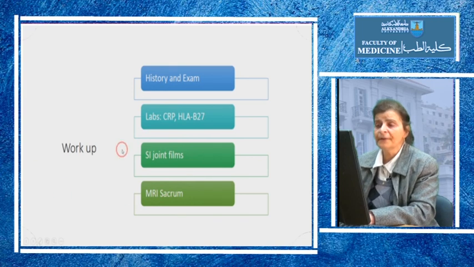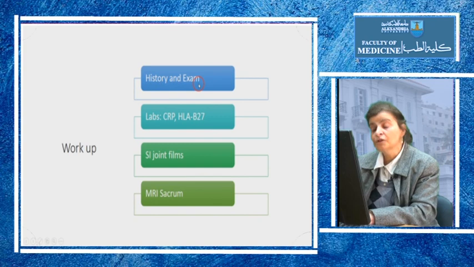How do we work up our patients? As I said, history is of the utmost importance. Doing a very good examination, labs, CRP and HLA-B27, looking at the sacroiliac joint films, and of course doing magnetic resonance imaging of the sacroiliac joint.